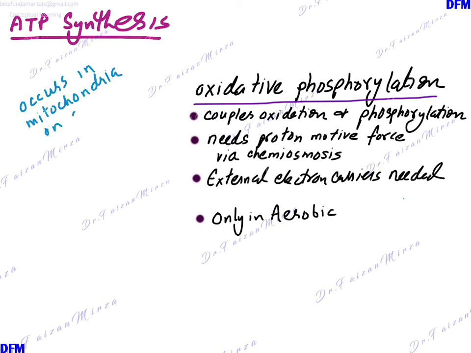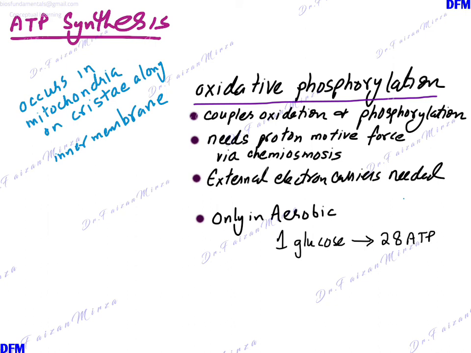Oxidative phosphorylation occurs inside the mitochondria, on the cristae along the inner membrane of the mitochondria. One glucose molecule ends up producing 28 ATPs. So you can see an immense increase in the ATP production capability of one glucose molecule when it undergoes oxidative phosphorylation.